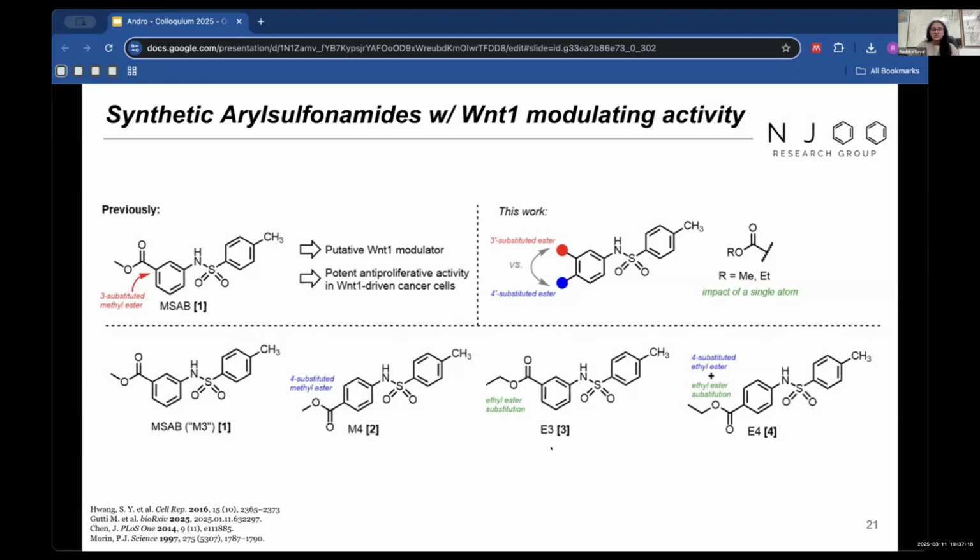And so, in order to understand how changes of the identity and the structure of the methyl ester affect the in vitro potency of this compound in mammalian cell lines, we prepared and evaluated three analogs of MSAB with 3 and 4 substituted methyl and ethyl esters.